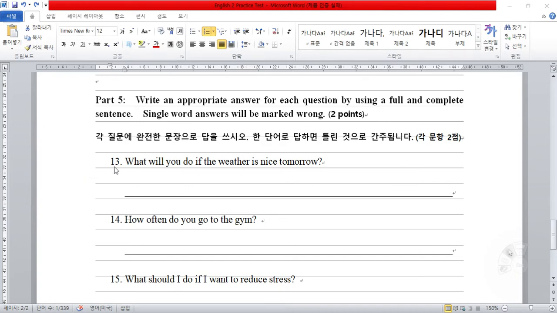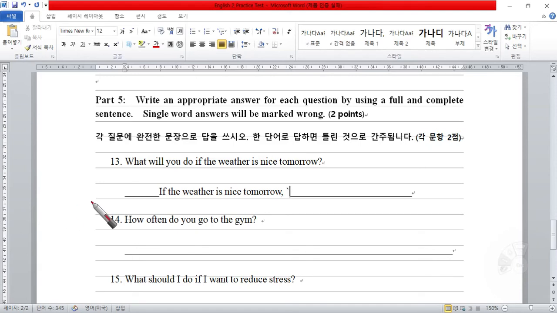Let's go to number 13. What will you do if the weather is nice tomorrow? So again, the subject here is you. You can give us your own opinion on this. You can figure out what your own opinion will be, and you can write it down. What will you do if the weather is nice tomorrow? Now, if you want to precede it with the if clause, if the weather is nice tomorrow, comma.